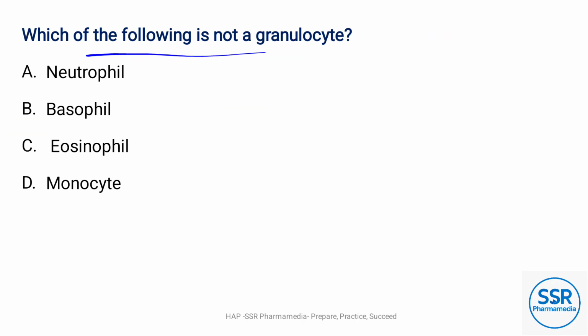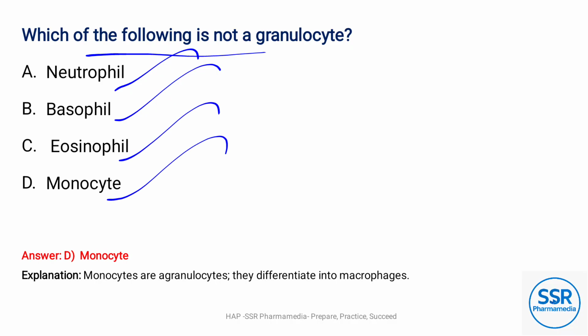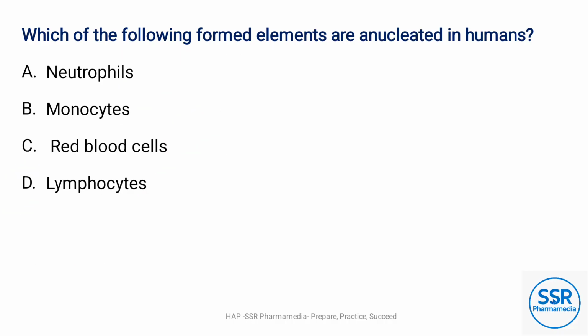Next, which of the following is not a granulocyte? Option A, neutrophil. Option B, basophil. Option C, eosinophil. Option D, monocytes. The answer is option D, monocytes. Monocytes are agranulocytes. They differentiate into macrophages.